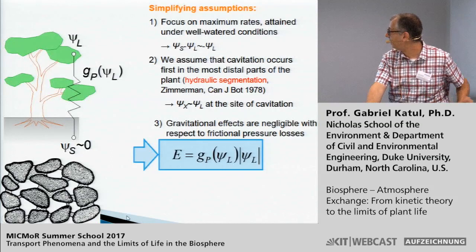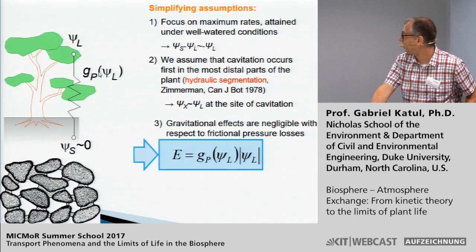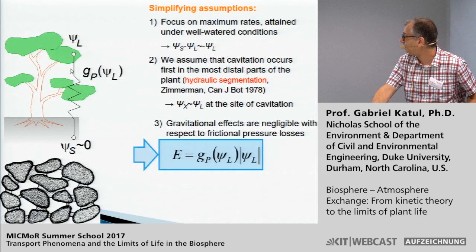And that's an assumption. So basically what we're going to do now is say, hey, let's look at this problem from a single resistor. We have pressure in the soil, we have pressure in the leaf, and we have the xylem hydraulic conductivity varying with the leaf pressure. Because if the soil pressure is constant and you vary this one, that's the only thing that is going to change. So probably that's not a horrible assumption.